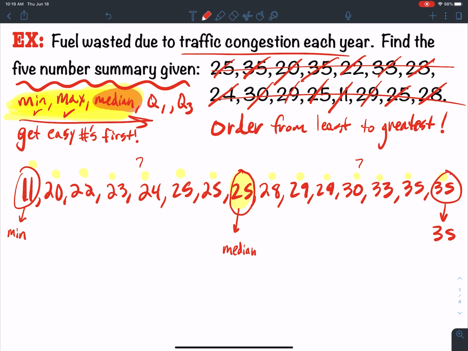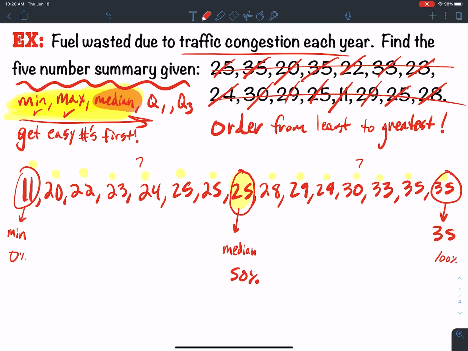Now, the median is the 50th percentile, meaning 50% of the data is below, okay? 50% of the data is above, all right? The minimum, 0% of the data is below, 100% is above. The max, 100%, or almost 100% is below, and then nothing's above it, right?